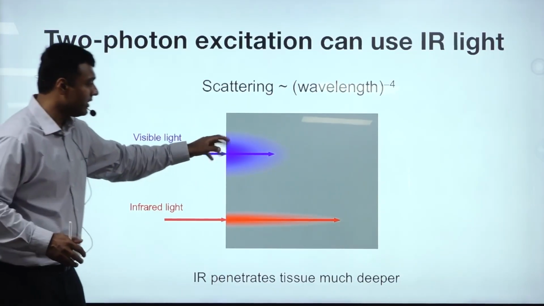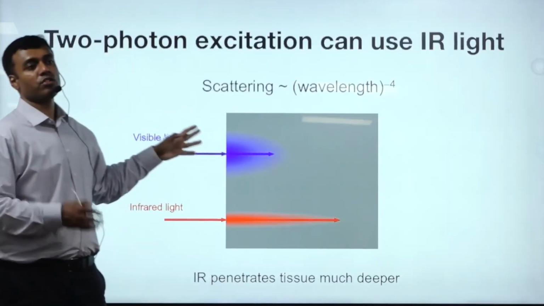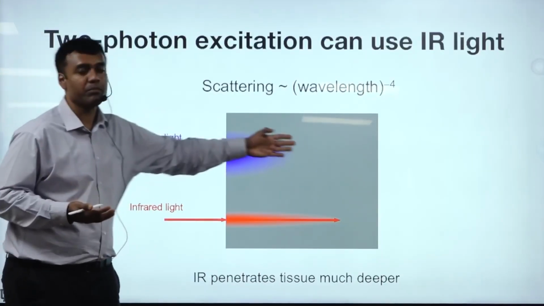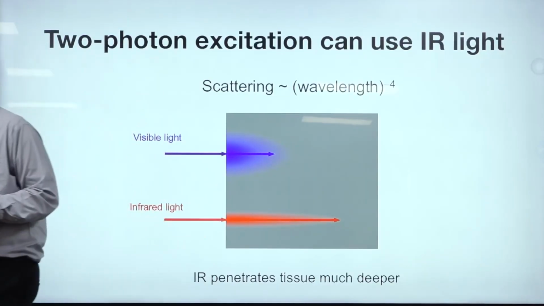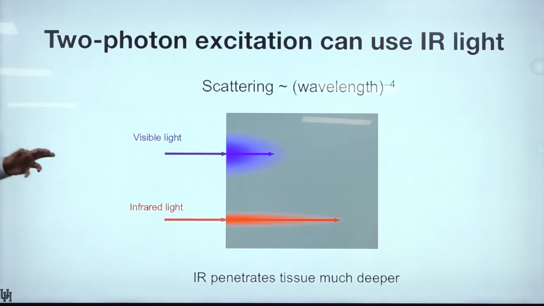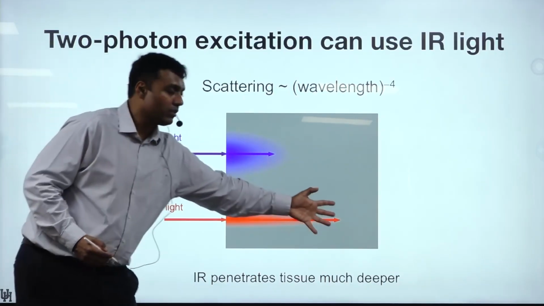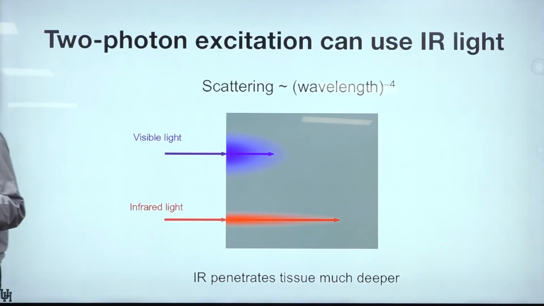If you use blue light, it will scatter away in the beginning, and so you don't get much of a signal from deep inside. But with the two photon process, you use infrared light, so you go deep, and then the two photon process happens, and then you get light back, and therefore you can get data from much deeper inside the object, and you can get much better images.